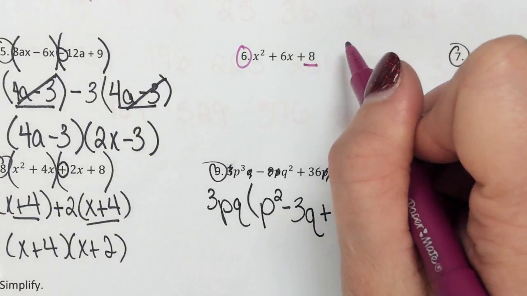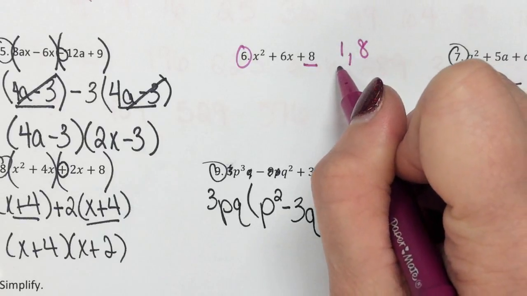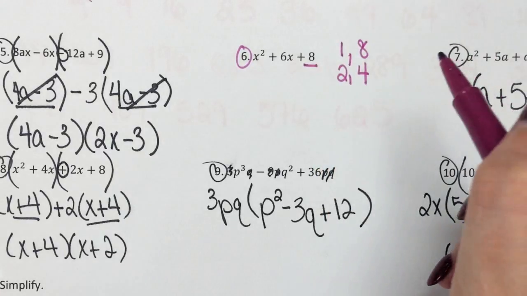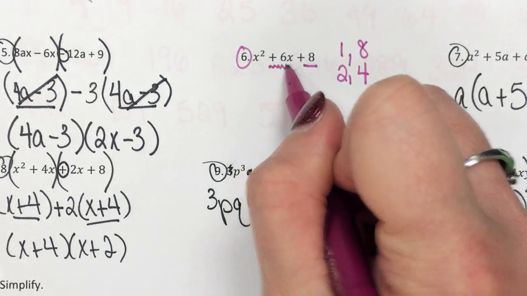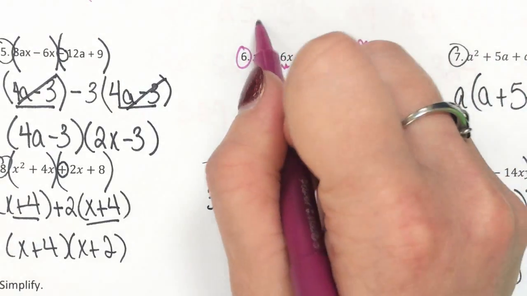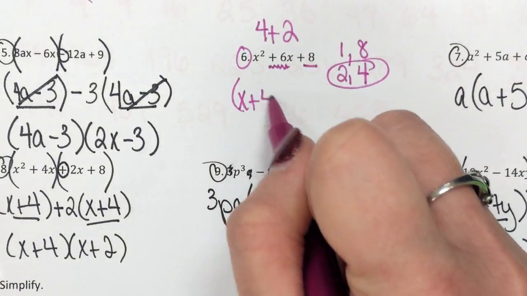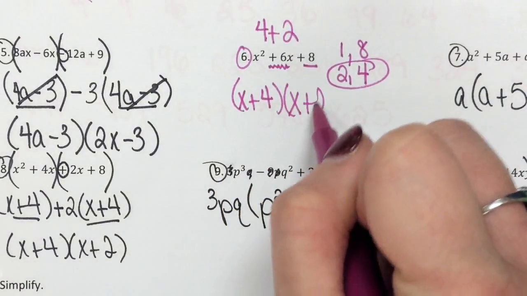All right, let's go with 8. What numbers give me 8? 1 and 8, Jose. And 2 and 4, Mark. Very good. All right, which one adds or subtracts to be 6? 4 plus 2 or 2 plus 4. It doesn't matter the order, okay? Because addition is commutative. So it's a positive 4 and a positive 2, and that's it.